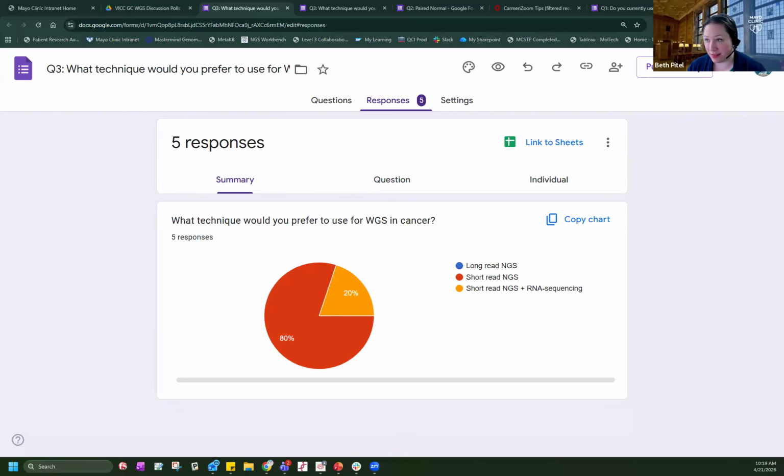All right, so I'll go ahead and share my screen. There we go. So as you can see here, somebody very cleverly wrote short read NGS plus RNA sequencing, which I think a lot of the clinical labs move in that direction, toward a whole genome, whole transcriptome, or large panels for one or the other. But yeah, any thoughts on this? I'm a little surprised that nobody answered long read, but yeah, it was fun. Peter, I see your hand is raised.